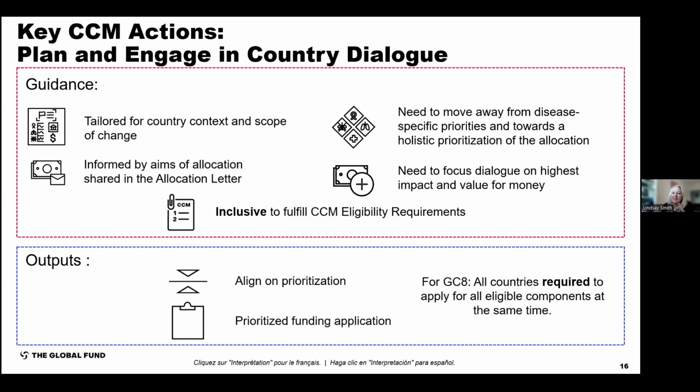The outputs of this country dialogue will be to align on the prioritization of where the investment should go, and then fundamentally delivering that funding application. Next slide, please.